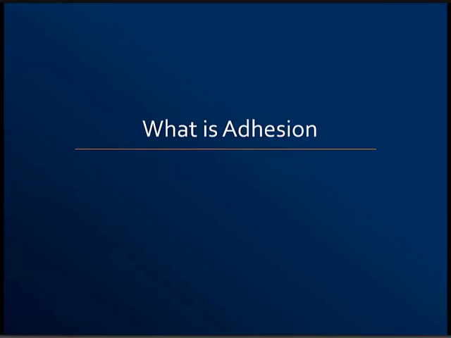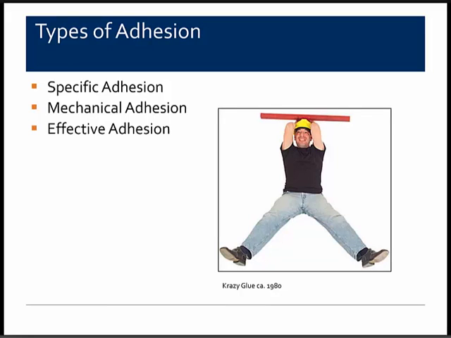Okay, what is adhesion? Well, there are different types of adhesion. First is specific adhesion, which is the molecular attraction between two contacting surfaces, either the molecules together or the electric combination of the two of them. We have mechanical adhesion, which occurs when an adhesive flows into the microstructure or micro cracks in the two surfaces that are mated together. The combination of the specific and mechanical gives us our overall effective adhesion.